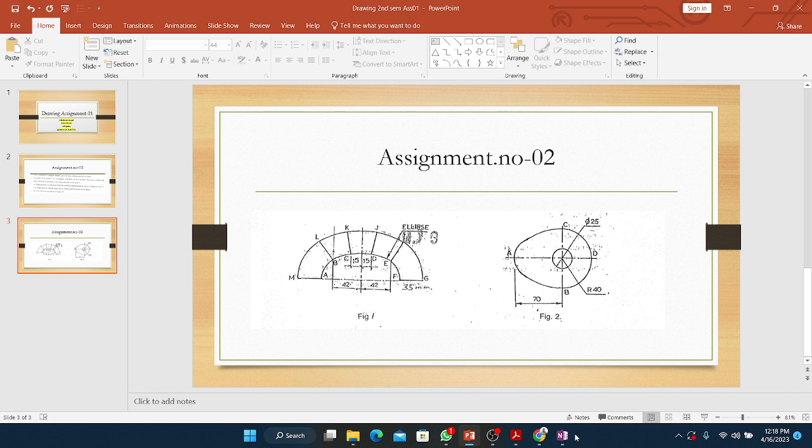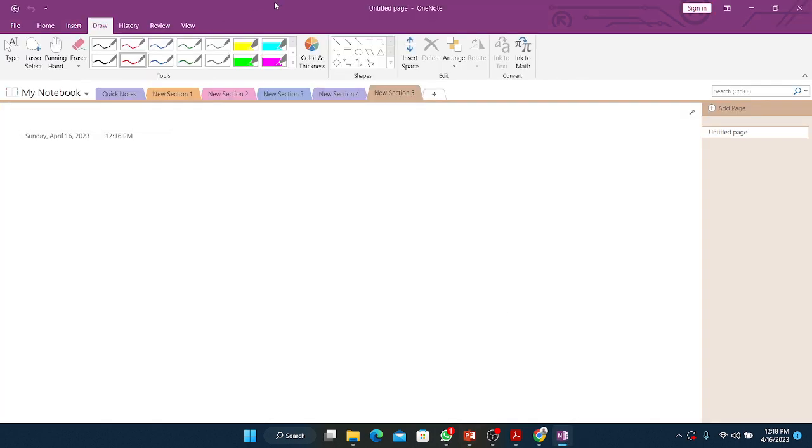So we will move to the drawing question. First of all, I already told you to draw a circle with a diameter of 25 millimeter, and now I am drawing these two axes.